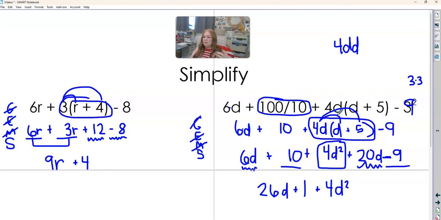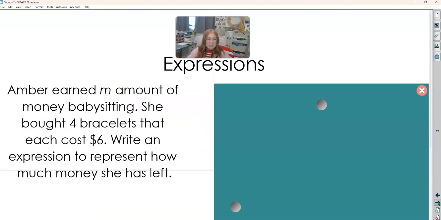Don't forget when you distribute to give it to everything inside of that group. That's the biggest mistake I'm seeing, is you would just like to give it to the first one and we don't finish our job and go all the way to the second one as well. Okay, and the last thing on our test is just using those variables to write out the problem. Now remember, an expression is not going to have the answer. Even if you know the answer, we don't want it. We just want the problem, just the problem.